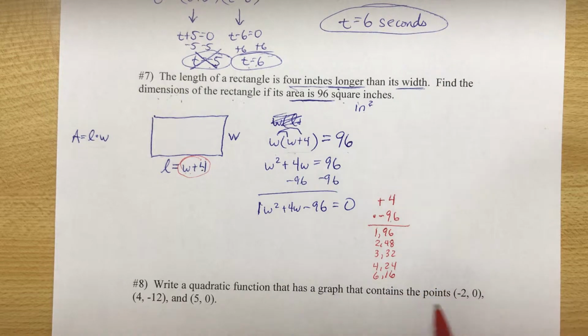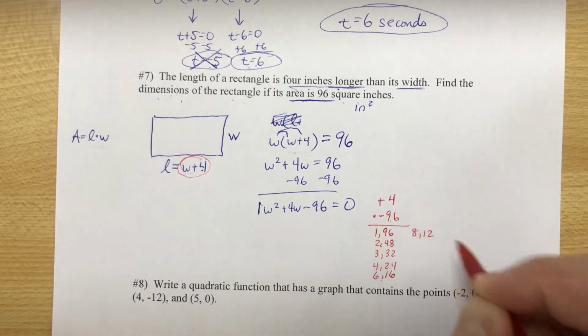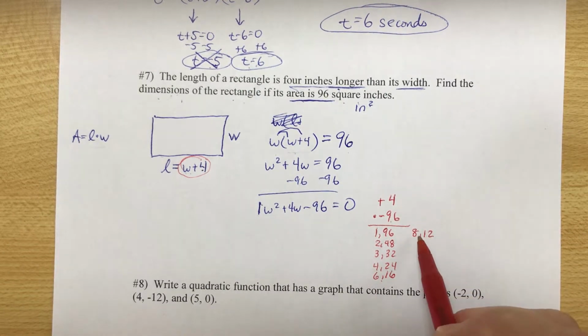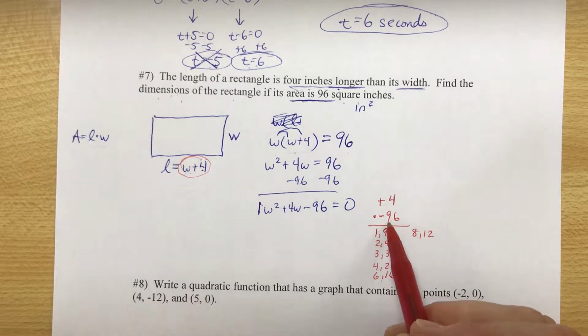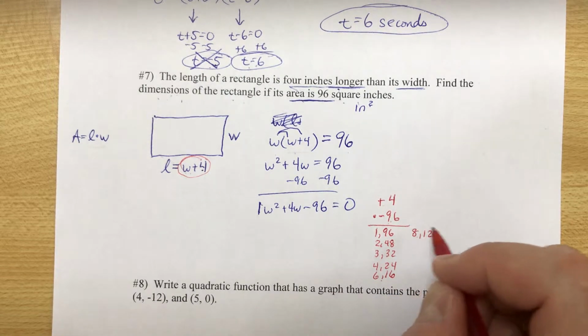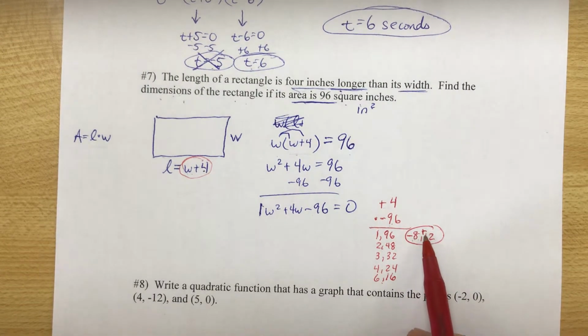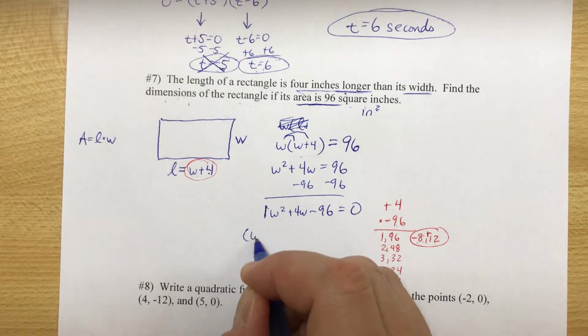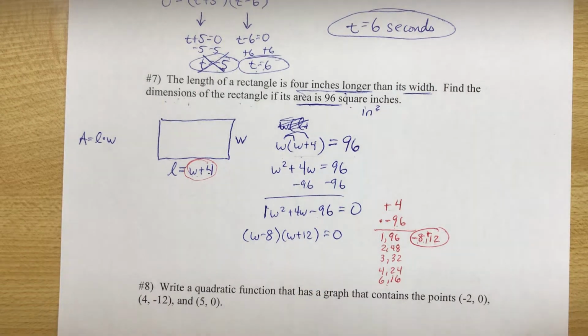6 and 16, well, it's getting closer. 7 doesn't work. 8 and 12. Oh, look at 8 and 12. They're 4 apart. Now, to multiply to a negative 96, one of these has to be negative. To add up to a positive 4, the plus has to be the 12 and the minus has to be the 8. Negative 8 plus 12 is 4. Negative 8 times 12 is negative 96. There's our winner. So what we get here is W minus 8 times W plus 12 equals 0.